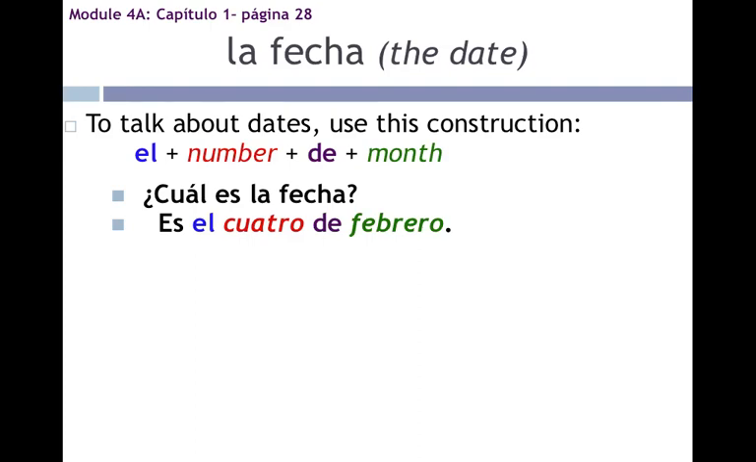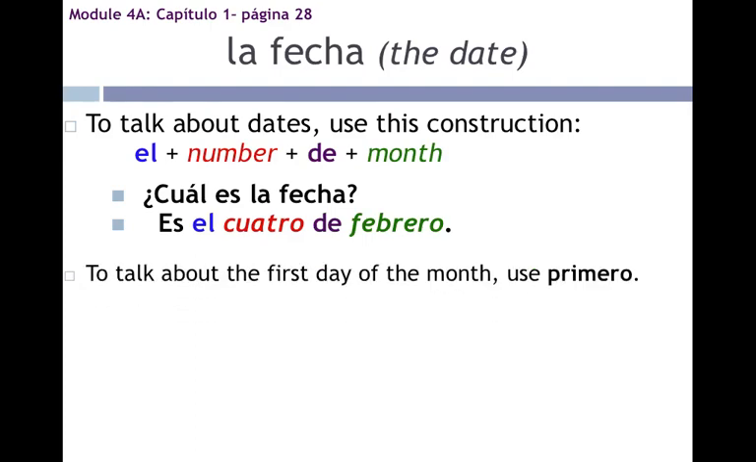Instead of saying February 4th, remember el number de month. To talk about the first day of the month, it's an exception. You use primero. You don't say el uno de febrero. You'd say, por ejemplo, es el primero de marzo. Repitan, por favor, es el primero de marzo.